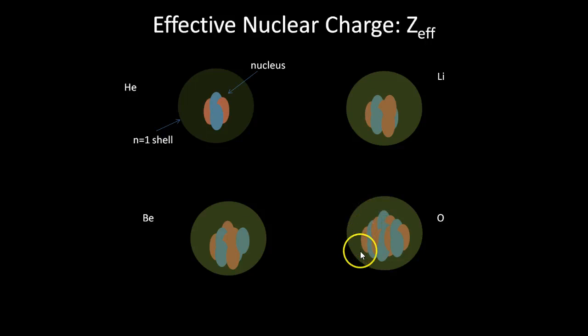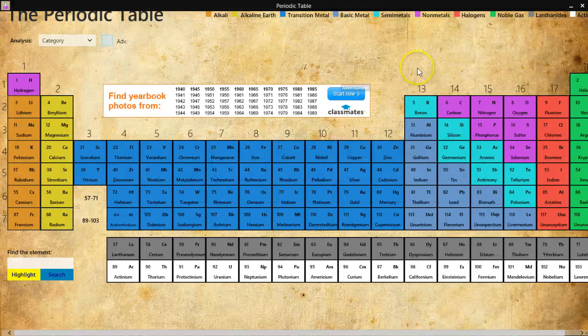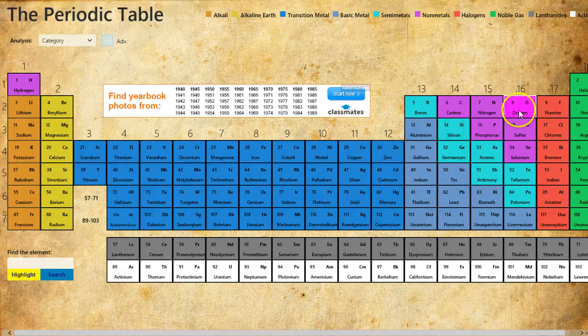And then oxygen is in that same row. Oxygen has 8 electrons and 8 protons, so it's got 8 protons pulling all those electrons in, but only 2 of the electrons are blocking the outermost electrons. We have 6 in the outermost shell: 1, 2, 3, 4, 5, 6. We've got 2 in this inner shell, 1 and 2, and so we have 2 electrons blocking these outer 6 electrons. And so Z effective would be greatest for oxygen, lowest for lithium.